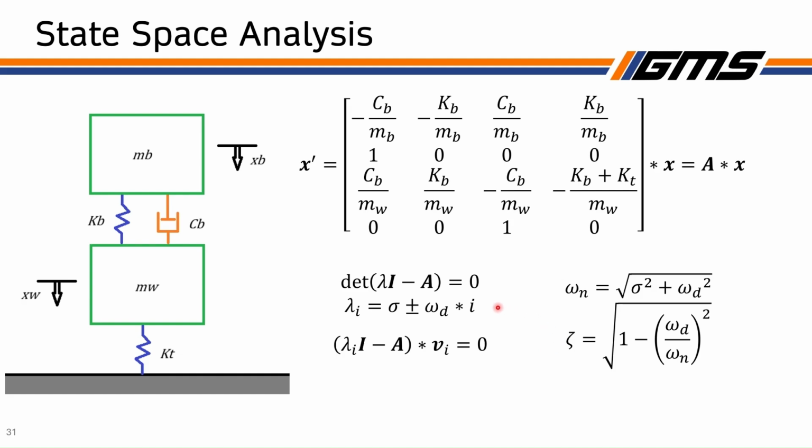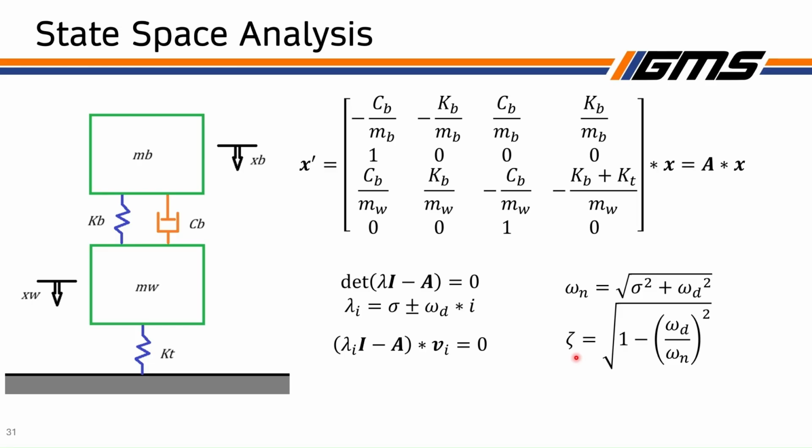But you can see how the parts of the eigenvalues you can plug into these equations and you'll get your natural frequency and your damping ratio. One thing I would like to point out is that if you don't have this imaginary component of your eigenvalue, then your damping ratio is just going to be equal to 1. And that means that you're not going to have any oscillations. You're just going to have exponential decay.